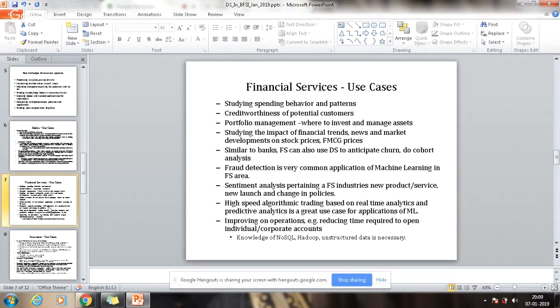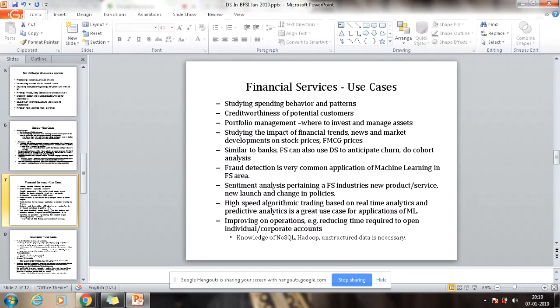Similar to banks, financial services also use data science to anticipate churn, and we also do cohort analysis. The difference is, churn means somebody is using HDFC Securities to purchase, say, stocks, but then we might have realized that ICICI is probably giving us better options. Okay, I'm not endorsing any of these services, HDFC or ICICI. I'm just using this as an example.